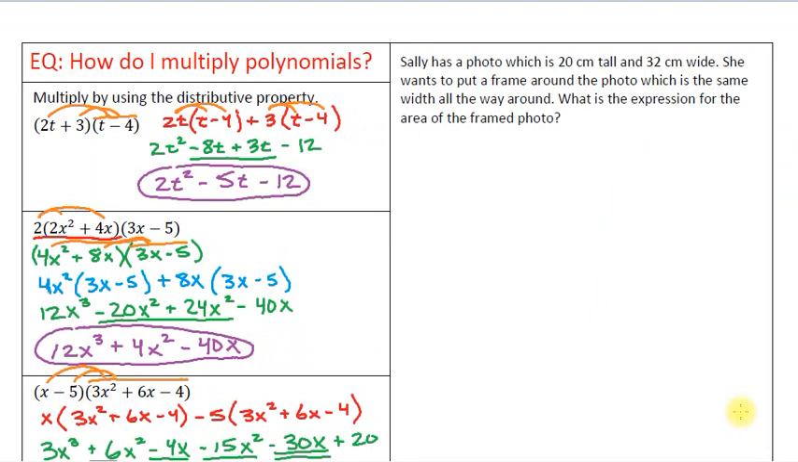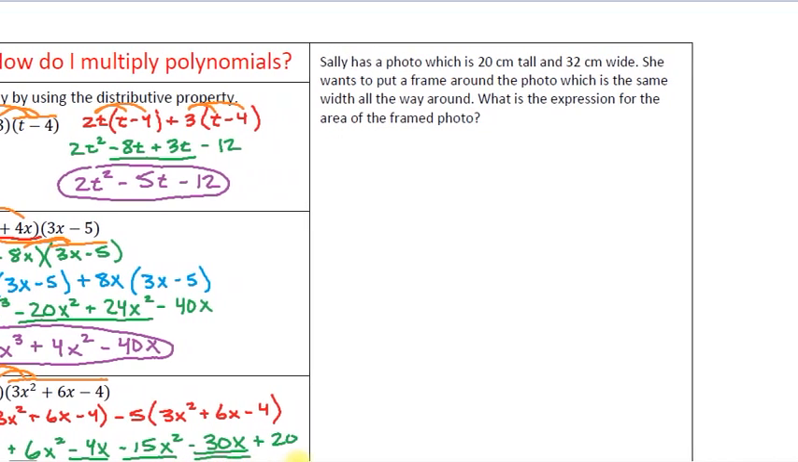In the section How Do I Multiply Polynomials, there is a word problem to test your ability to interpret a word problem and use the skills we just practiced on the left column. Here is our word problem. I'm going to scroll over to this one.